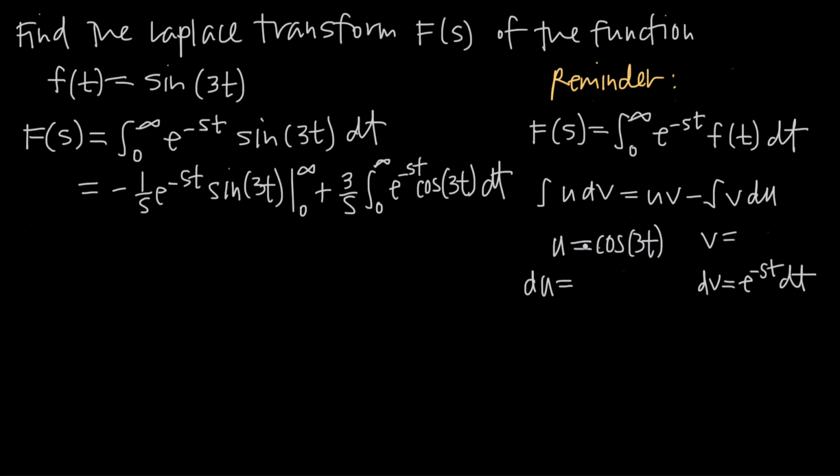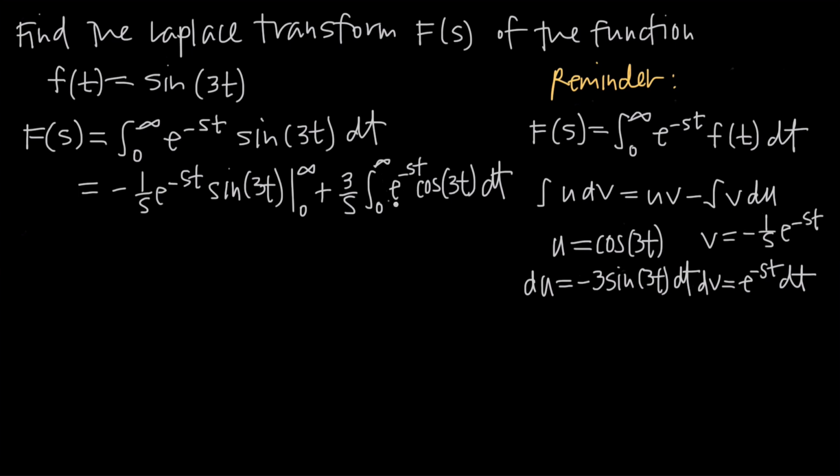Then we're going to take the derivative of u to find du. Well, the derivative of cosine is negative sine, and then we have to multiply by 3 because that's the derivative of our inside function. So we end up with negative 3 sine of 3t dt. And then we have to integrate dv in order to get v, which is going to be negative 1 over s e to the negative st. So now we have this set of values.